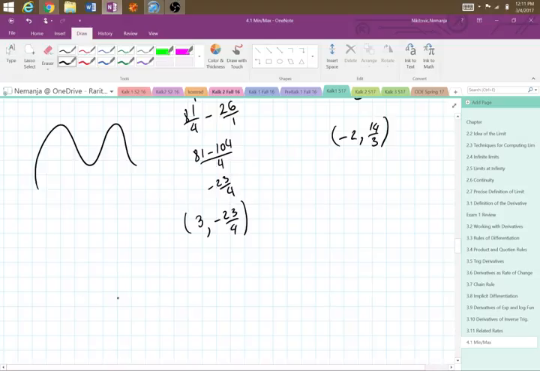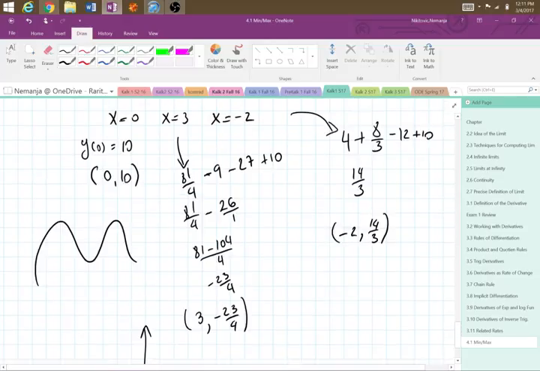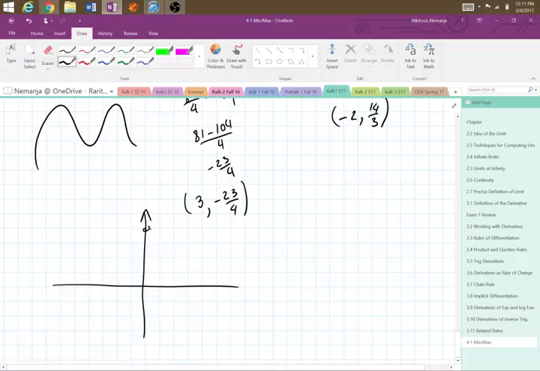So if I'm to place this on a graph, I have 0 and 10. Then I have 3 and negative 23 over 4. That's like 24 over 4, which is almost 6. So about here somewhere. And for negative 2, I have 14 over 3. So that's like 15 over 3, which is 5. So halfway to 10, something like that. So the graph has to go through these points. So I hope you see that it has to connect this way and it has to connect down, right?